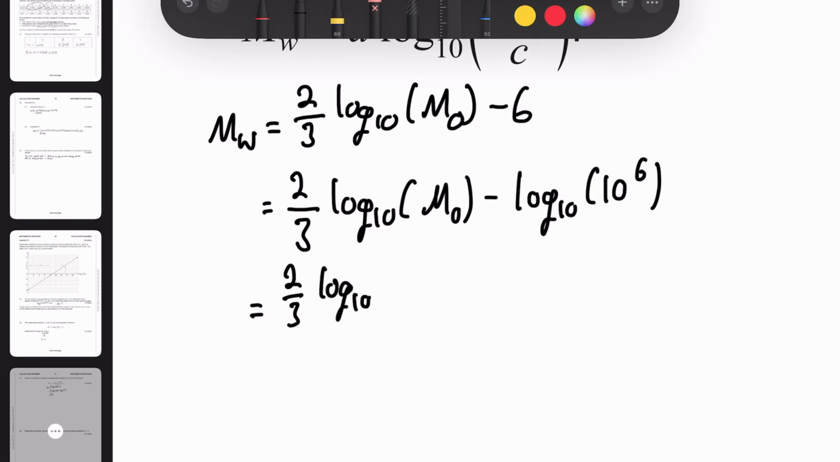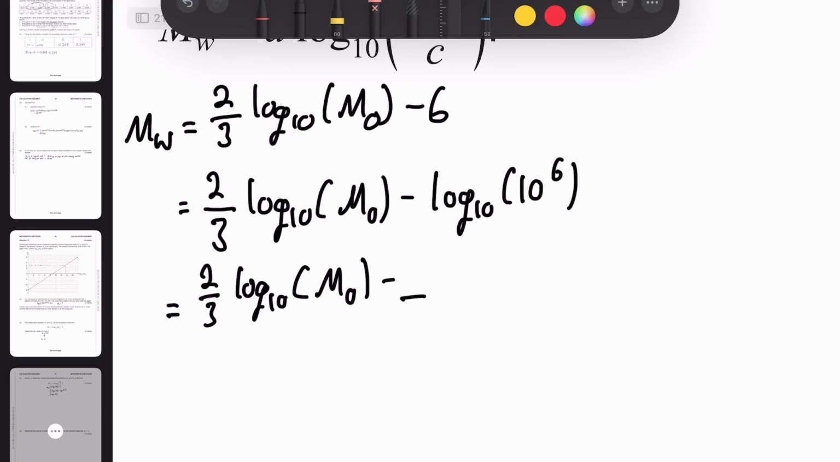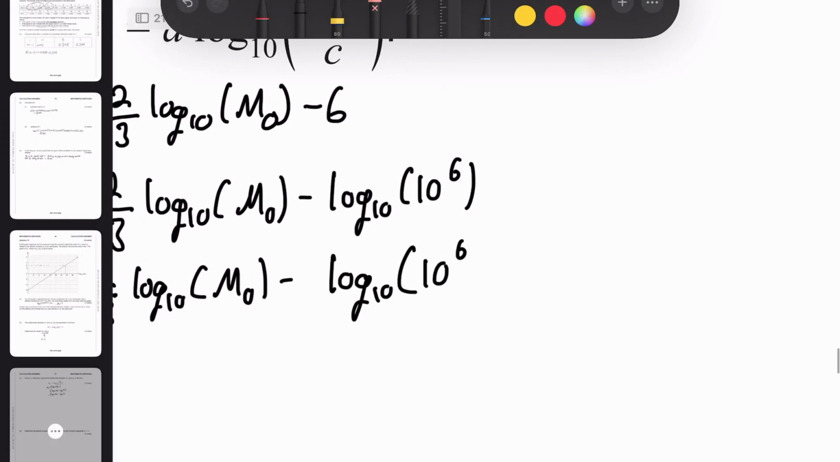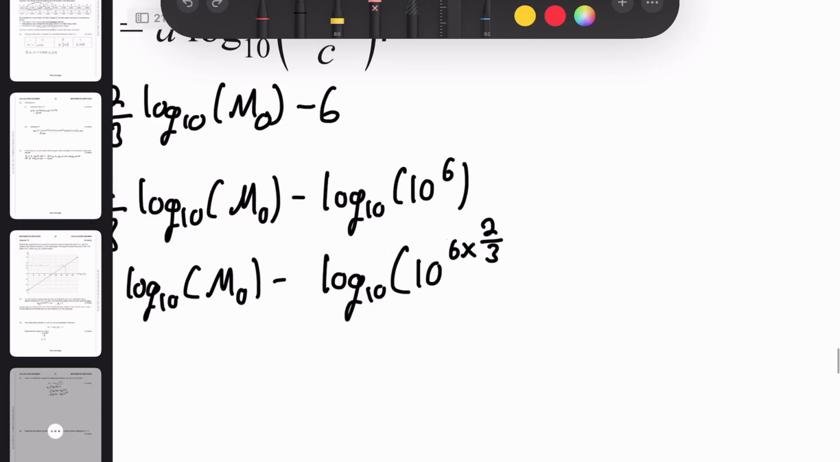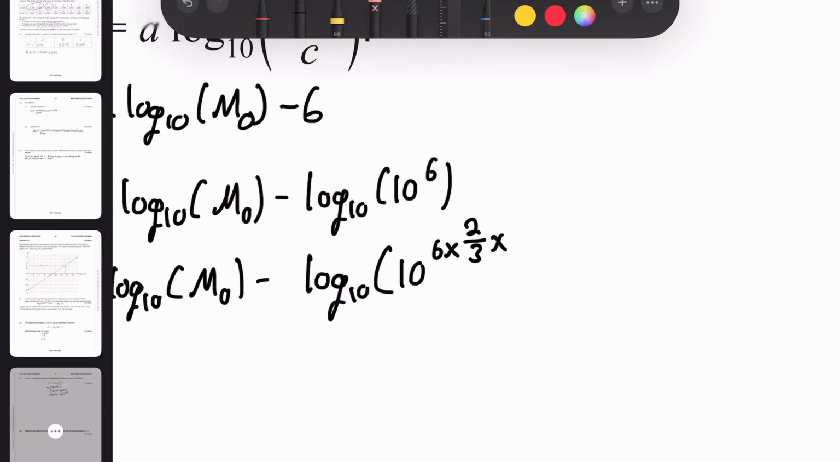So, how are we going to do that? Minus. What we want, remember, is the 2 on 3 coefficient on the outside. How we can get a coefficient on the outside is putting it as the power on the inside, like that. Because then we're effectively putting that 2 on 3 coefficient on the outside. However, to keep this the same as the log 10 of 10 to the 6, we need to do the inverse. This will clearly cancel out to 1. So it's just 6 times 1.